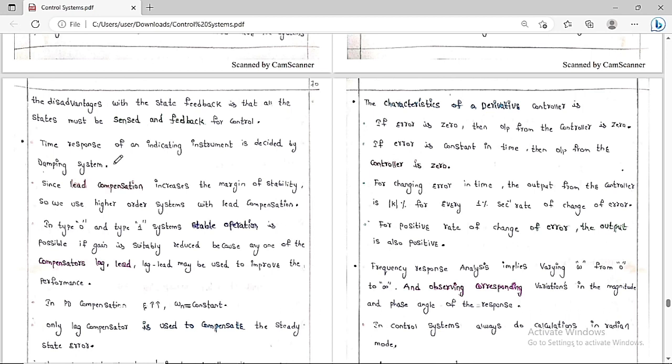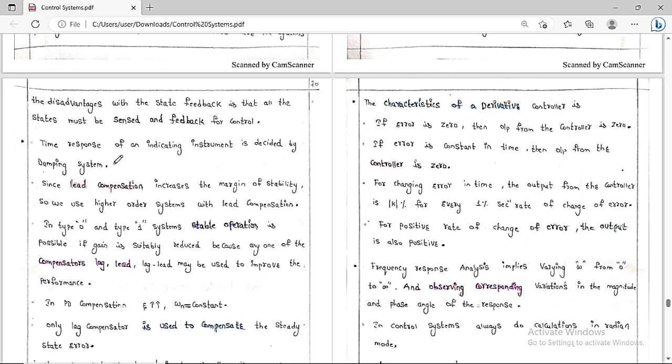Now the next point is: the time response of an indicating instrument is decided by the damping system. Yes, that is always true. Why? Whenever the damping of the system is more, meaning the damping ratio is very high, the outputs decay in a small amount of time, so the output reaches steady state in less time.